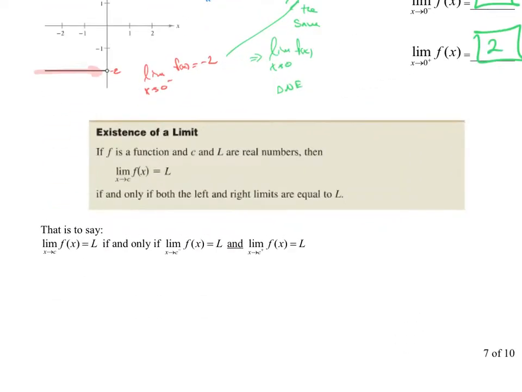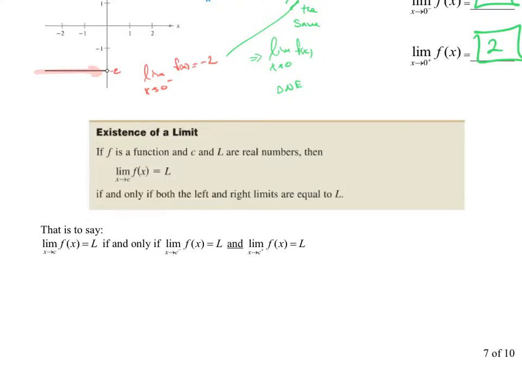And that's what the next one says, the existence of a limit. It says, if f is a function and c and L are real numbers, then the limit as x approaches c of f of x equals L, so you're saying the limit exists, if and only if both the left and the right are equal to L. So we would say like the limit is 5. My y value approaches 5, right? If and only if it approaches 5 from the left and 5 from the right.